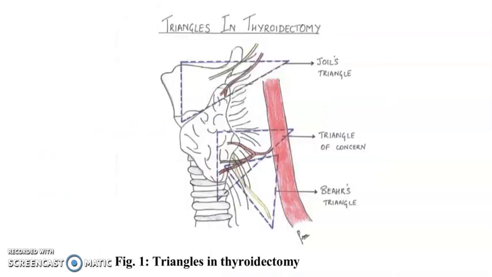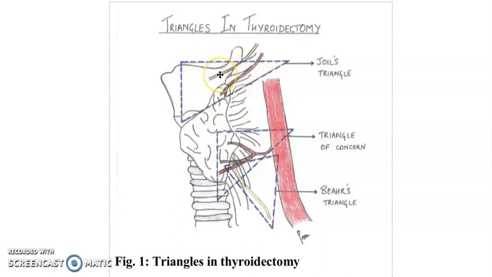We've got triangles for it. We've got Beahrs' triangle and we've got Joll's triangle. Beahrs' triangle is located in the inferior part, and Joll's triangle is located in the superior part. In Beahrs' triangle, on the base you have the common carotid artery, superiorly you have the inferior thyroid artery, and here you've got the recurrent laryngeal nerve. So this is the boundary, and this is how you locate the recurrent laryngeal nerve.